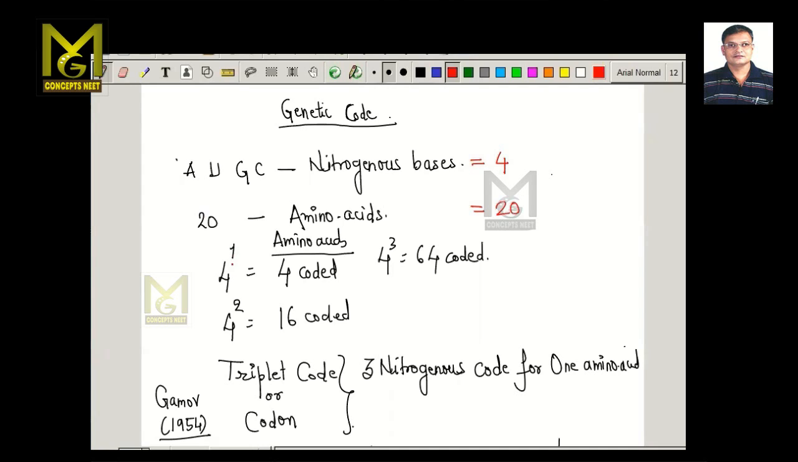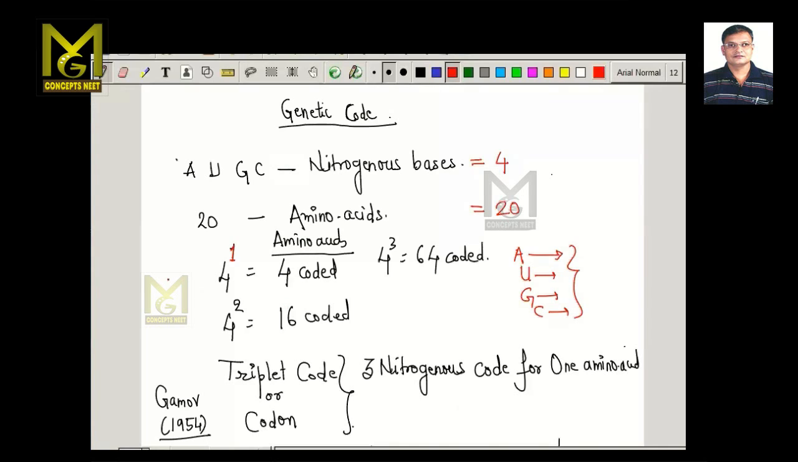So if we consider a coding pattern where only one nitrogenous base is used at a time, so the number of amino acids is 1, that means A codes for one amino acid, U codes for another amino acid, G codes for another amino acid, and C codes for another amino acid. If we consider this system, then only 4 amino acids will be coded.